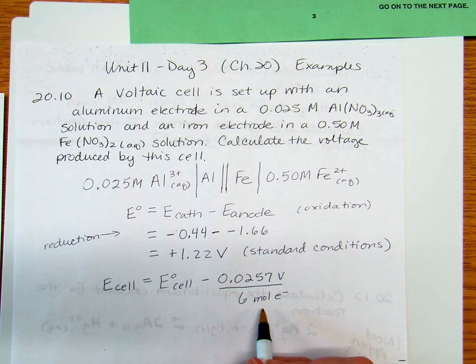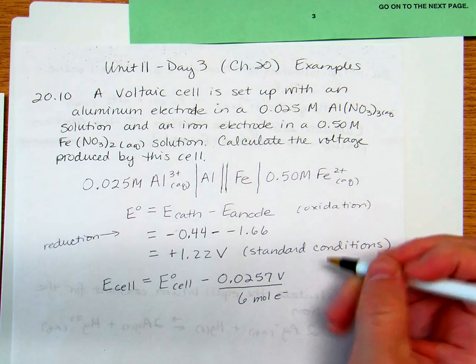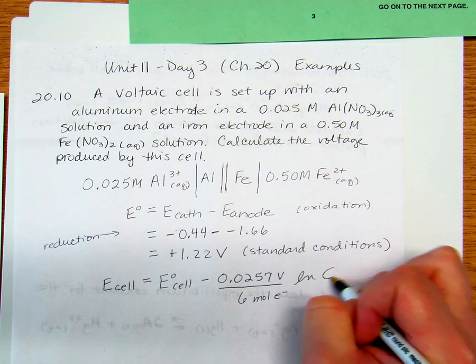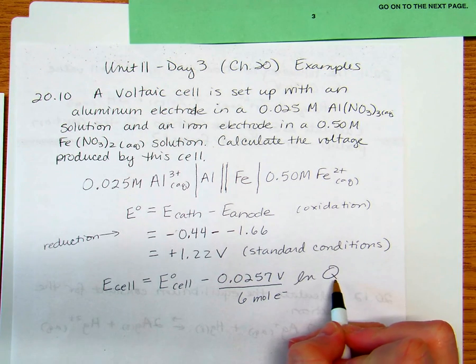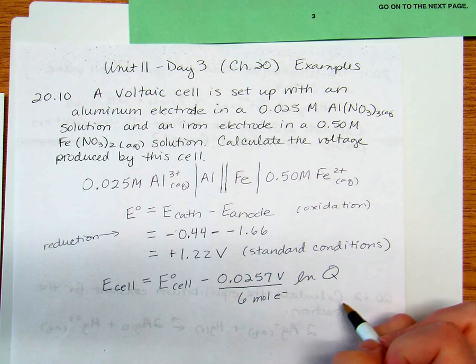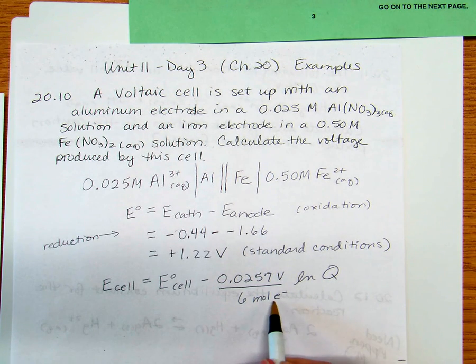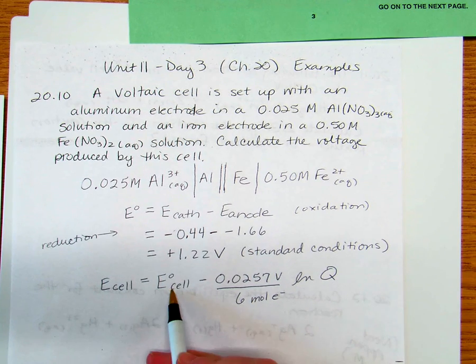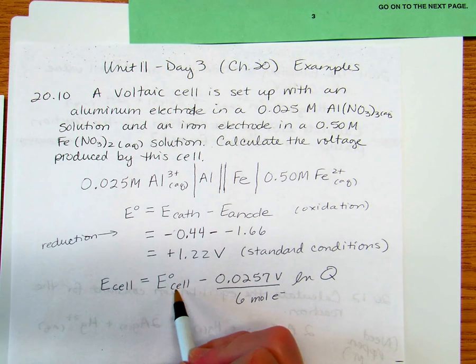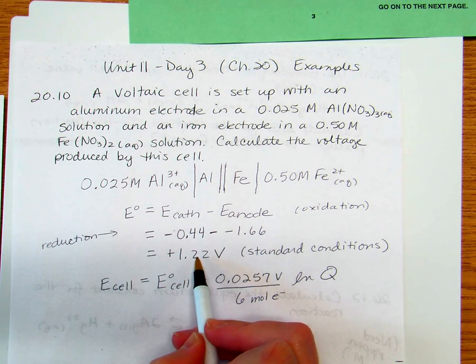I'll get to in a minute where that 6 came from. We need to go through that. You don't know yet that it's 6, and I'll show you where it came from. And then log of Q, which we need to get also. The Q value is going to turn out to be 0.005, but I will show you how to get that also.